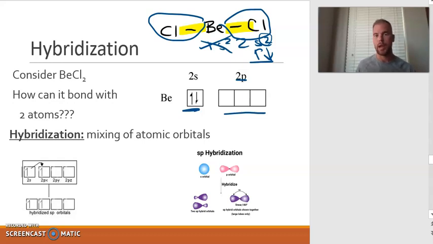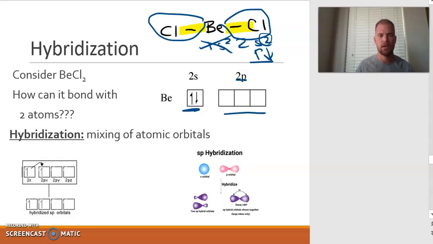Does beryllium right now, according to valence bond theory, have the capacity to bond to 2 chlorines? No, it doesn't at all. Because remember, according to valence bond theory, beryllium would need a half-filled orbital for this chlorine and a half-filled orbital for that chlorine in order to overlap. Beryllium doesn't have any half-filled orbitals, right? It has the s orbital that's completely filled, and then these are all empty. So right now, beryllium is not looking like it can bond. But in all reality, beryllium does actually bond to two chlorines. So how can we explain why it does that?